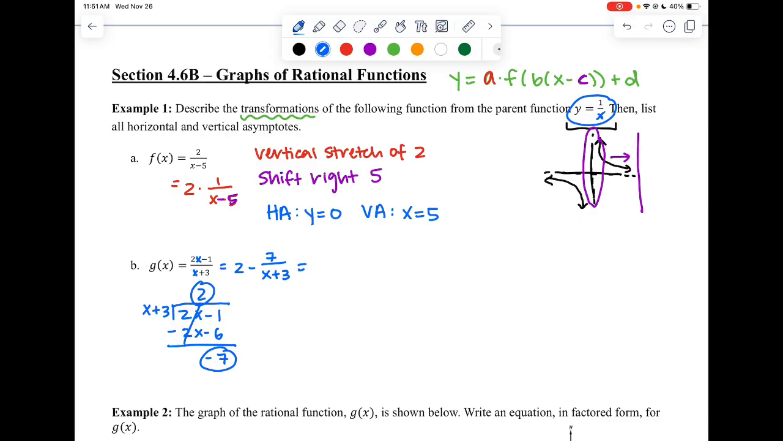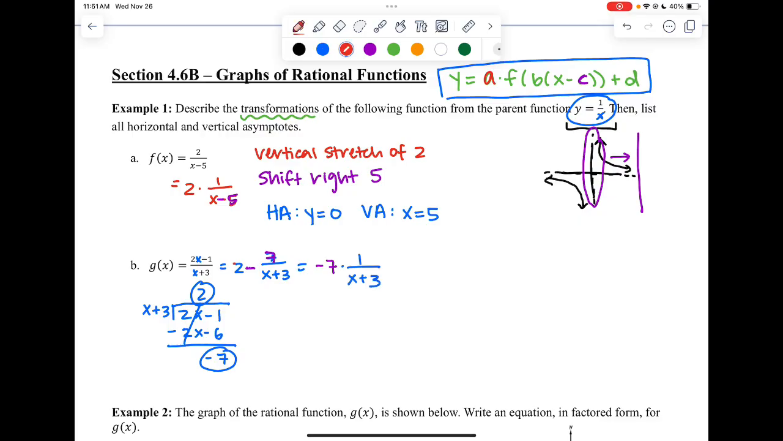So if I rewrite this again to mimic what our normal transformations will look like, here's what we're going to have. My negative and my 7 are going to be out here. So negative 7 times 1 over x plus 3. Great. And then I have my 2 on the outside. Well, that 2 is positive, and so I'm going to write it at the end. So here is a rewritten form of that rewritten form, and this is going to help me better visualize what my transformations are.